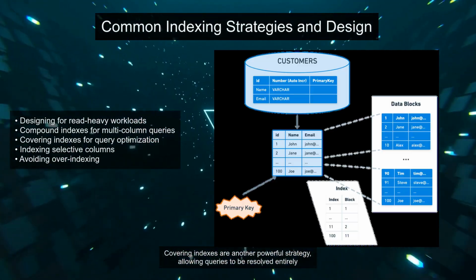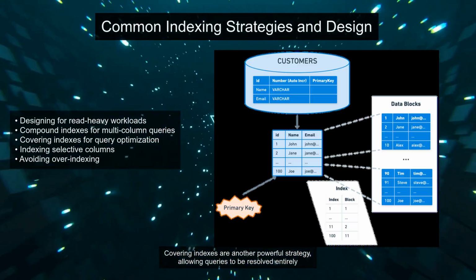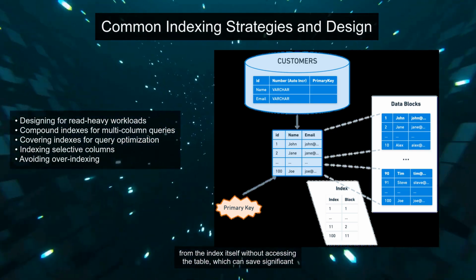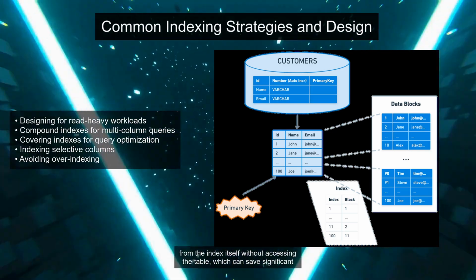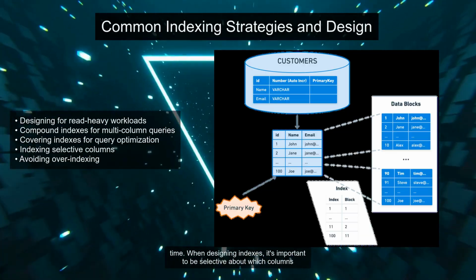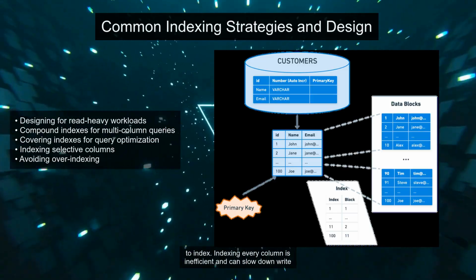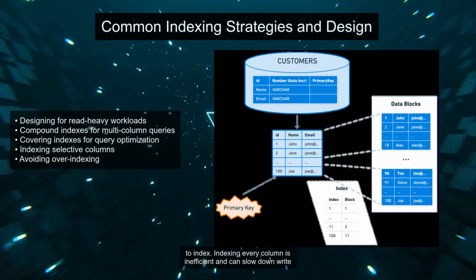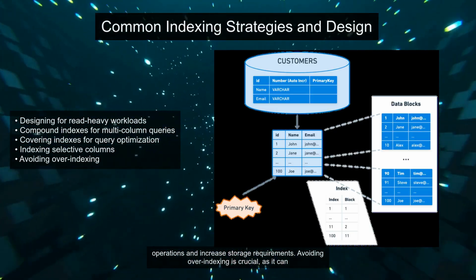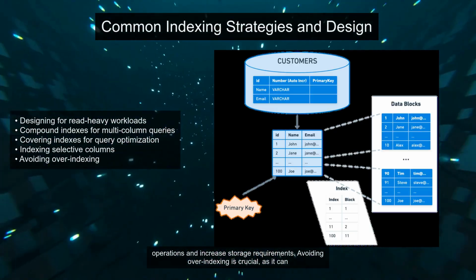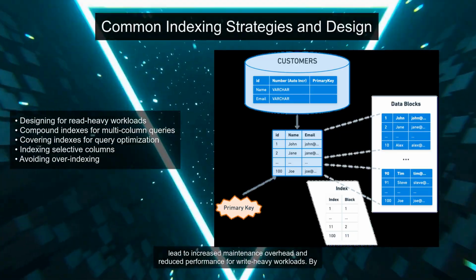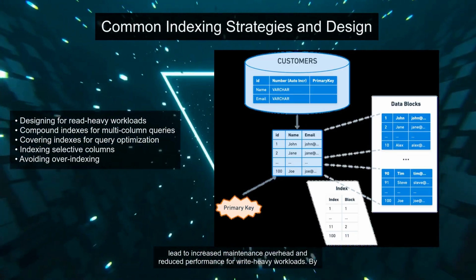Covering indexes are another powerful strategy, allowing queries to be resolved entirely from the index itself without accessing the table, which can save significant time. When designing indexes, it's important to be selective about which columns to index. Indexing every column is inefficient and can slow down write operations and increase storage requirements. Avoiding over-indexing is crucial, as it can lead to increased maintenance overhead and reduced performance for write-heavy workloads.